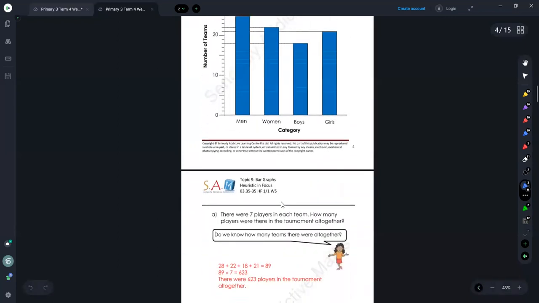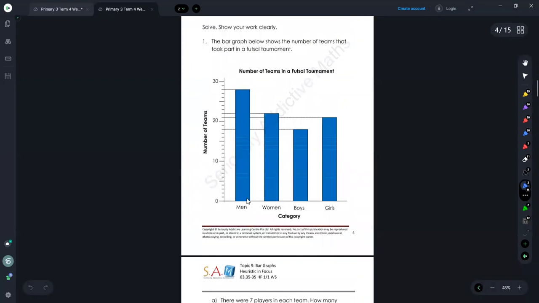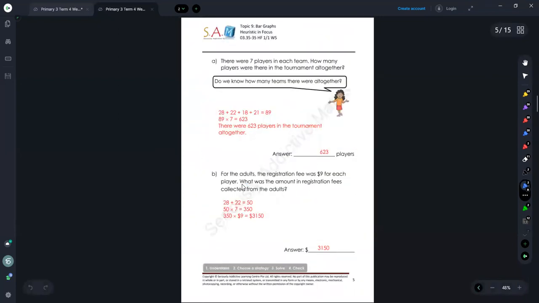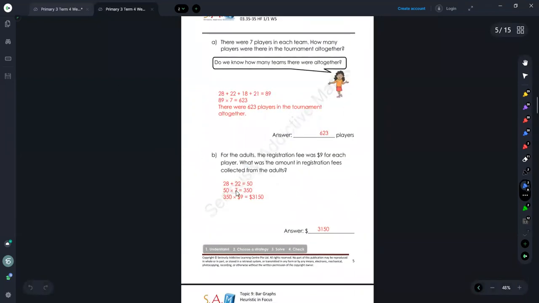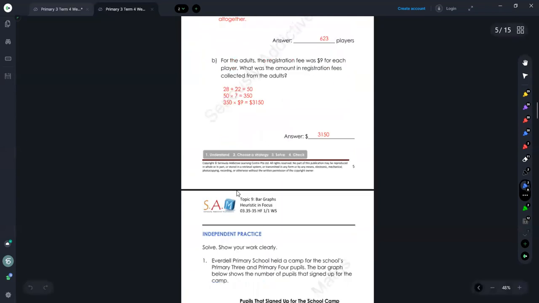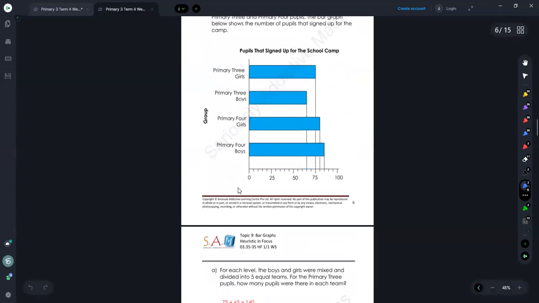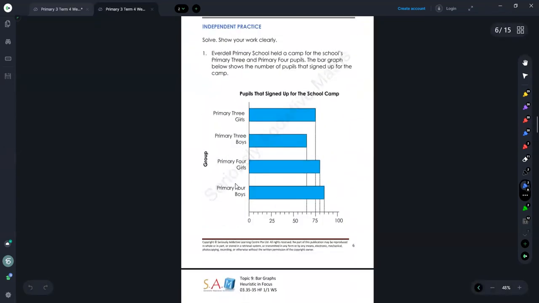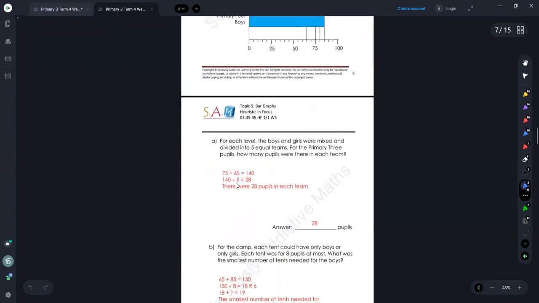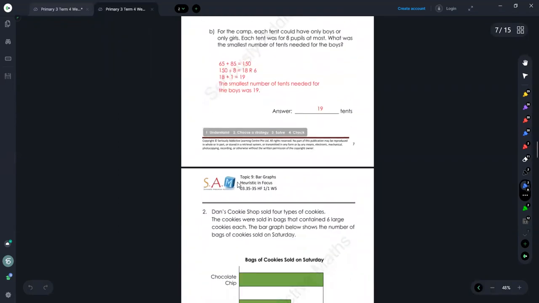So need to find out how many adults there are, in this case, men and women. Right, so it will be 30, right, and then plus 22. After that, got to multiply by 7, right? Remember that the 50 refers to the teams, not the actual number of people. So they have to multiply by 7 because each team is 7. Okay, then let them do independent practice, question 1 on their own. Let's see how it goes, right? Guide as necessary.